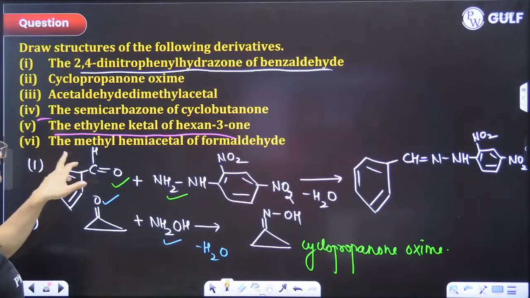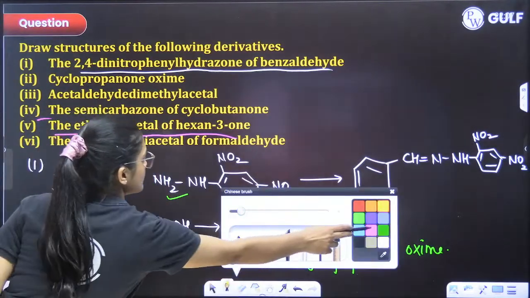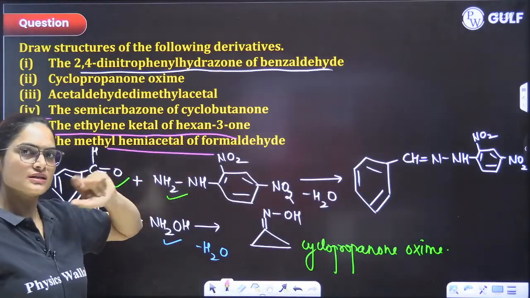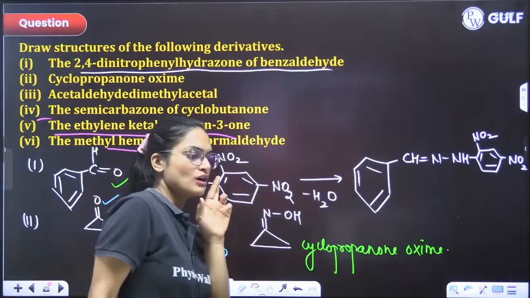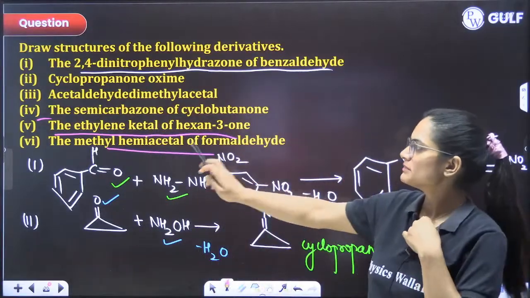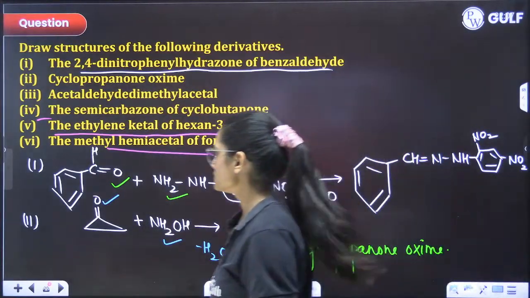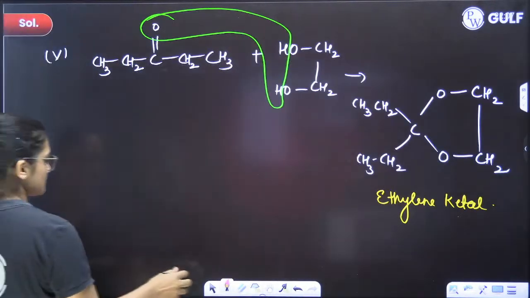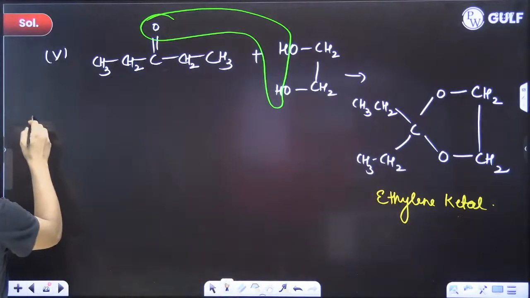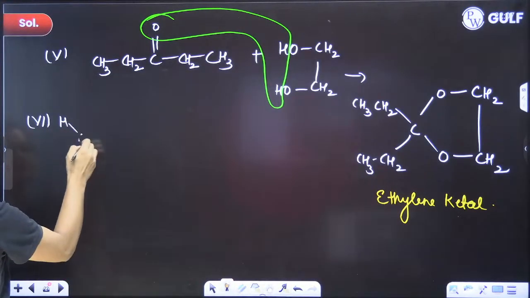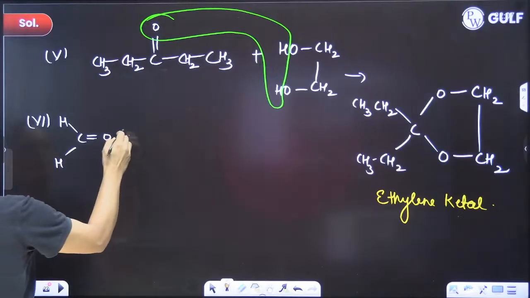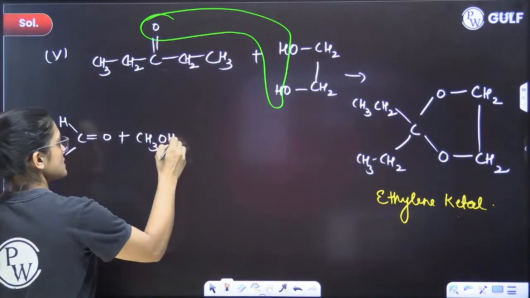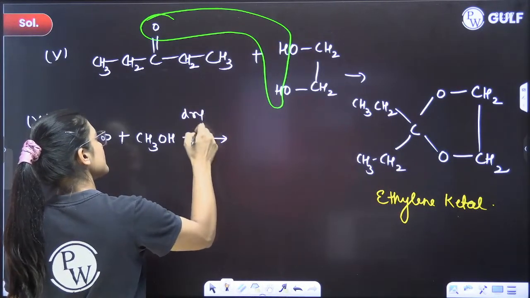Next one is methyl hemiacetal of formaldehyde. That means you don't have to make acetal here. You have to make hemiacetal. That means you just have to carry out the reaction of formaldehyde with methyl alcohol, just one time. The sixth one here is formaldehyde, which is HCHO, and you are carrying out its reaction with methyl alcohol, that is CH3OH, in the presence of dry HCl.